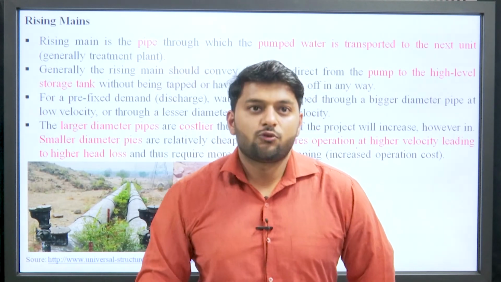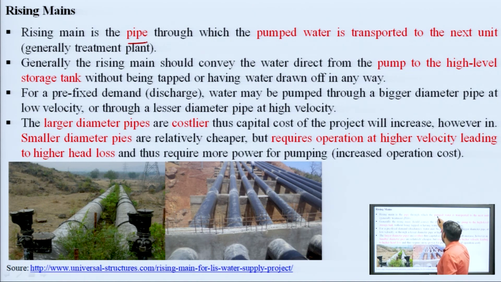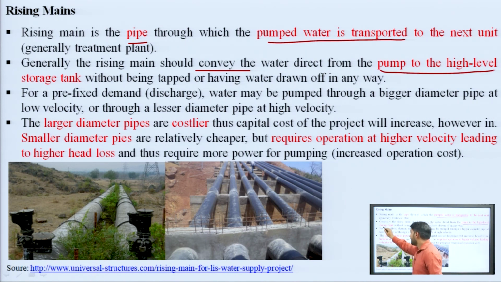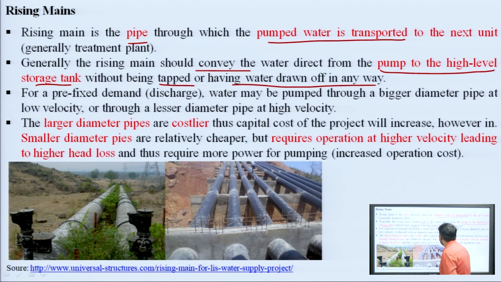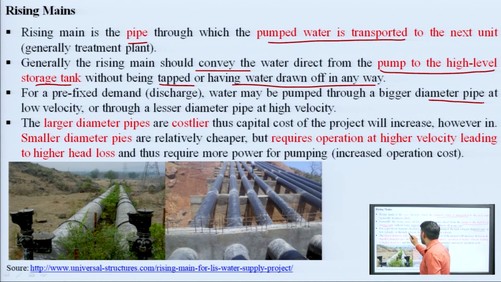Next one is, what is a rising main? Basically, a rising main is a pipe through which pumped water is transported to the next unit. Generally a rising main should convey the water directly from the pump to the high level storage tank without being tapped or having water drawn off in any way. For a prefixed demand, water may be pumped through a bigger diameter pipe at a low velocity or through a smaller diameter pipe at a high velocity.